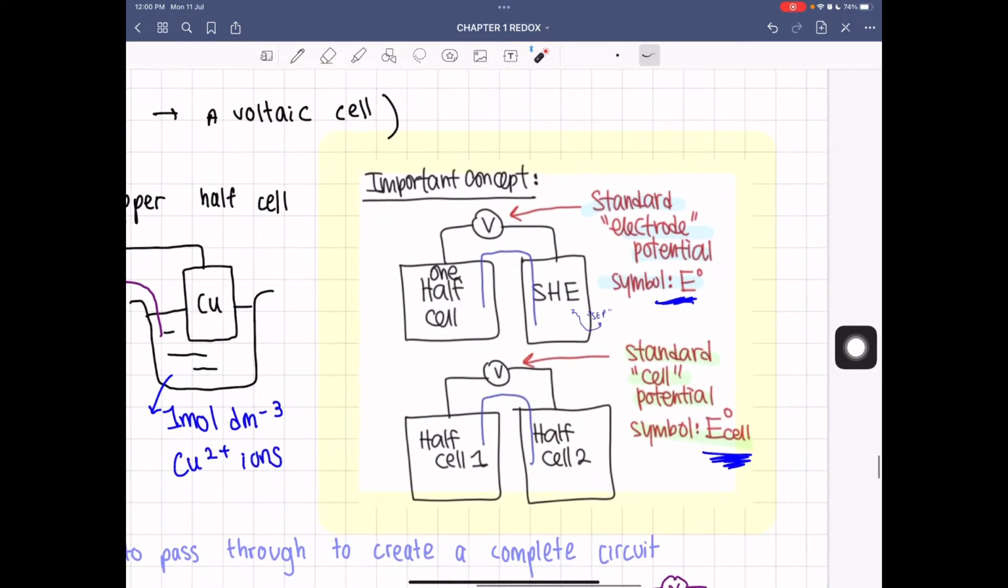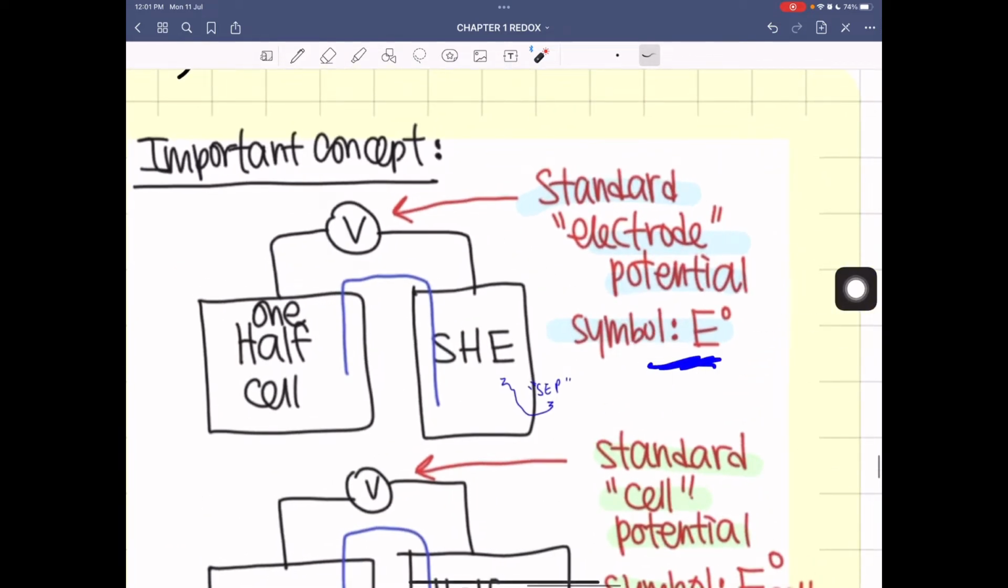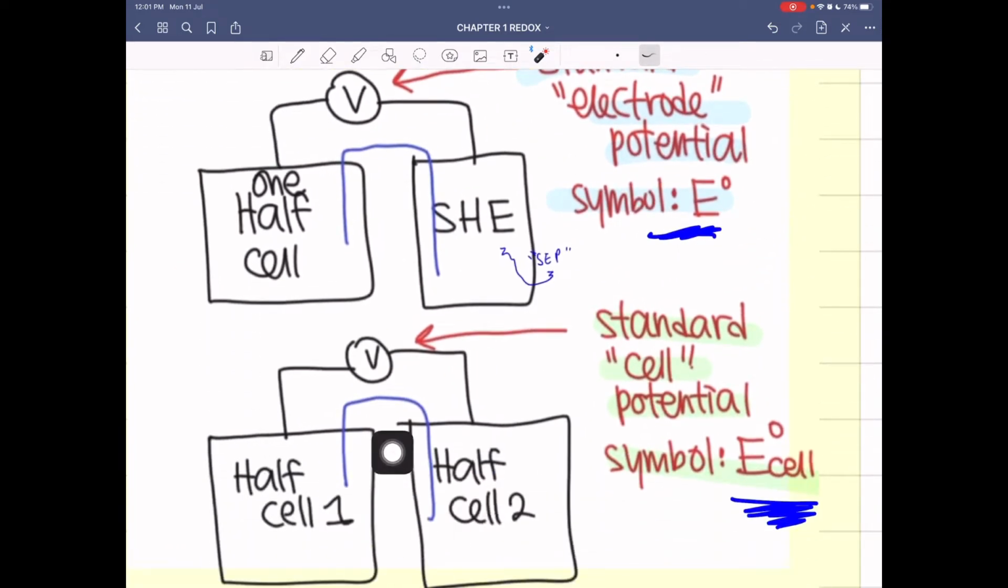And in the previous chapter we learned a thing or two about E-naught, right? This symbol over here. But in this chapter, where we deal with two half cells, the symbol is E-naught cell. You have to write E-naught cell. This one's E-naught, this one's E-naught cell.